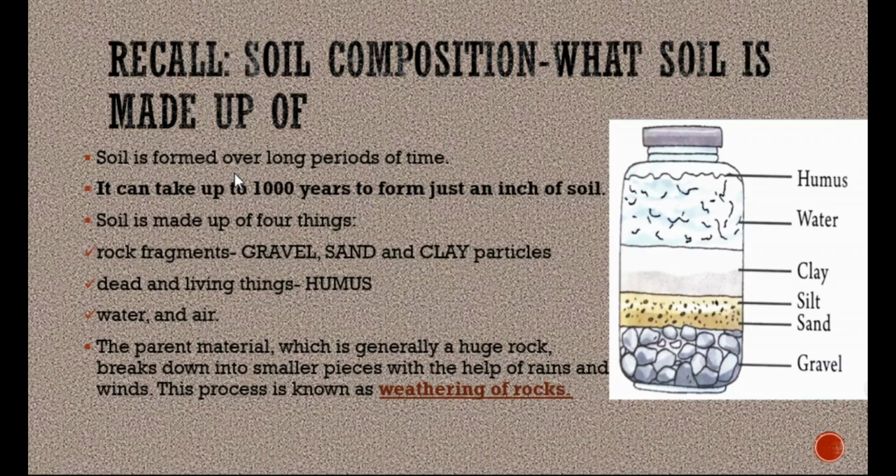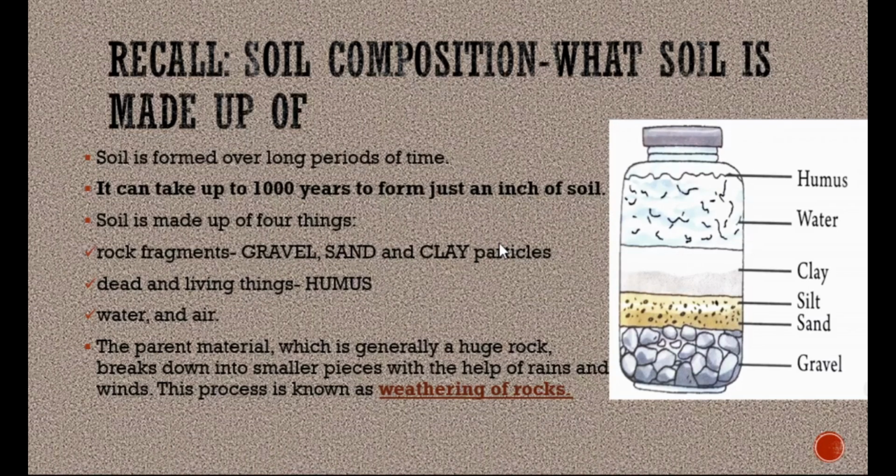Recall what we have learned about soil in grade 4. We've learned that soil is formed over long periods of time. In fact, it takes more than 1,000 years to form just an inch, that is 2.5 centimeter, of soil. Time period for soil formation also depends upon the material from which the soil is formed and the conditions around it at that period of time.